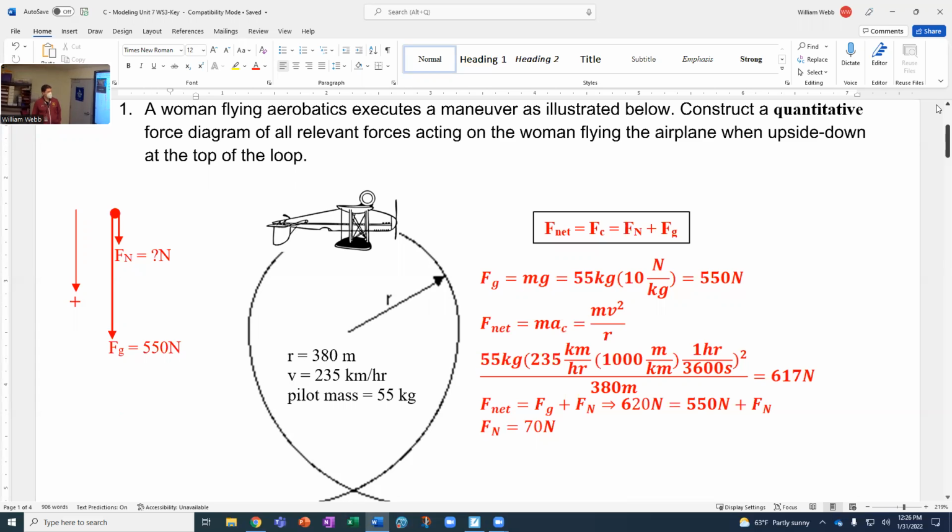All right, so in this situation, because she is upside down, the seat is above her, right? So the normal force of the seat is pushing down, and her weight from the gravitational force field of the Earth is pulling down. So both of the forces acting on her are downward. And so would we add these or subtract these to find the net force? Add them, they're both going the same direction.